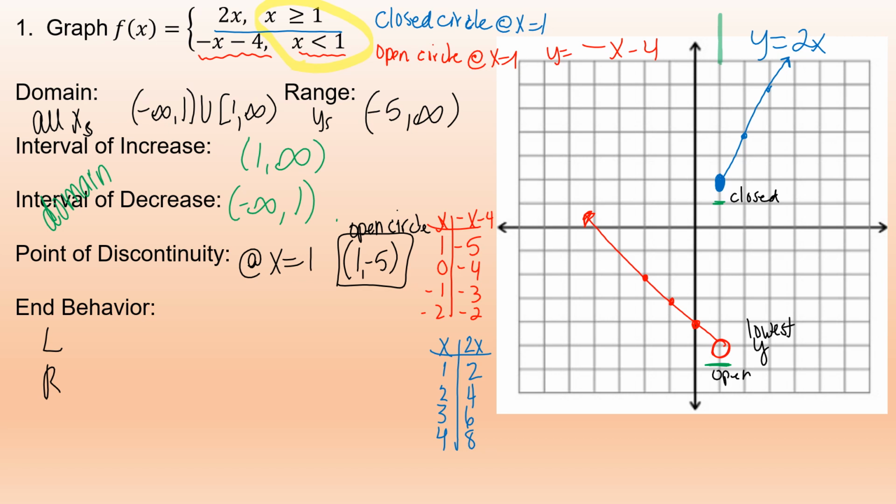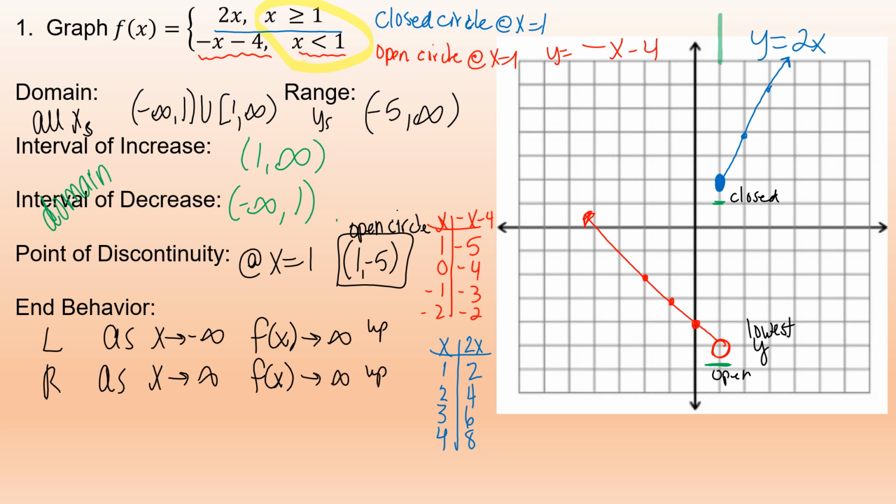Okay, so our end behavior, we're looking on the far left and the far right sides of the graph. So as x approaches negative infinity to the left, f of x is approaching positive infinity, it's going up. And then as x approaches positive infinity to the right, f of x, those y values are also going up to positive infinity.